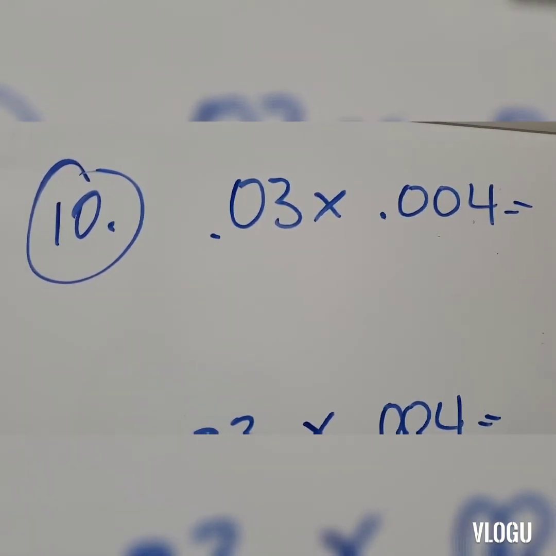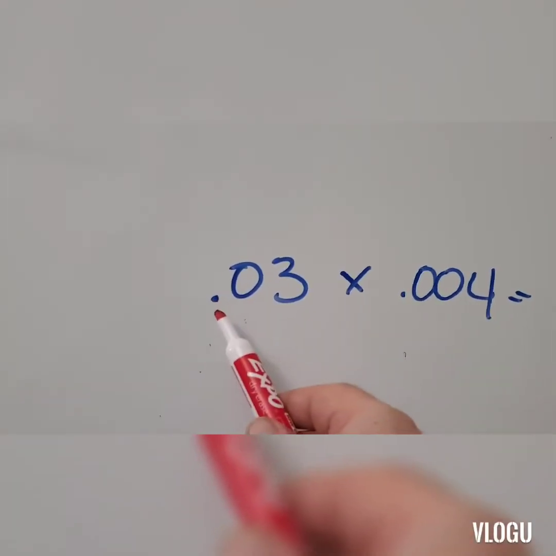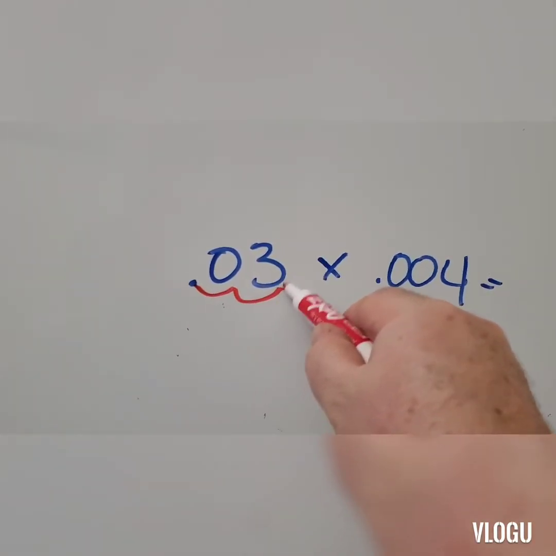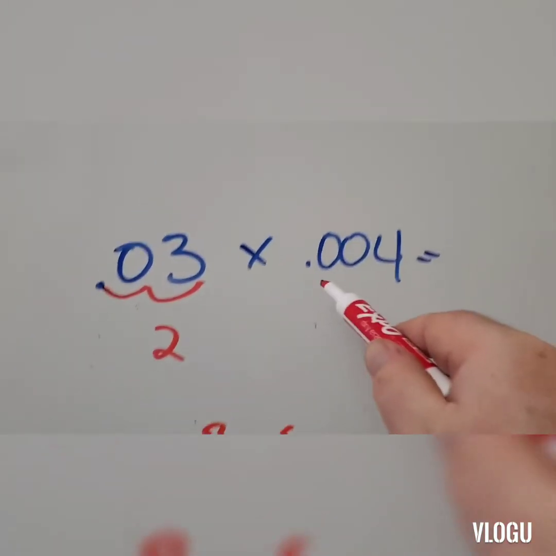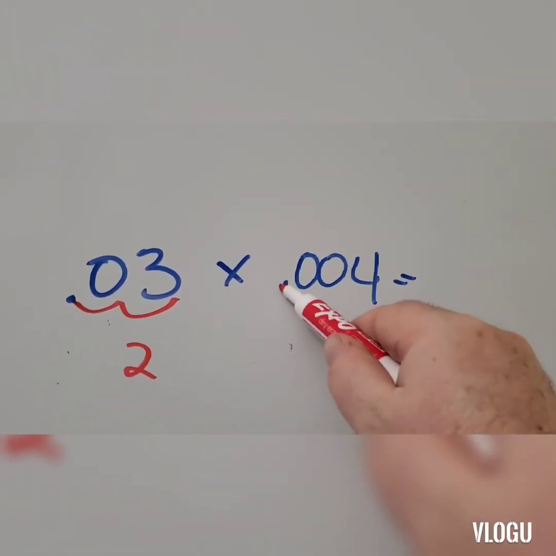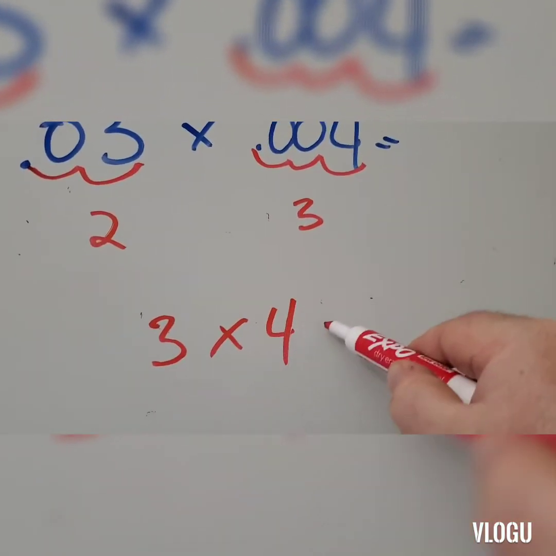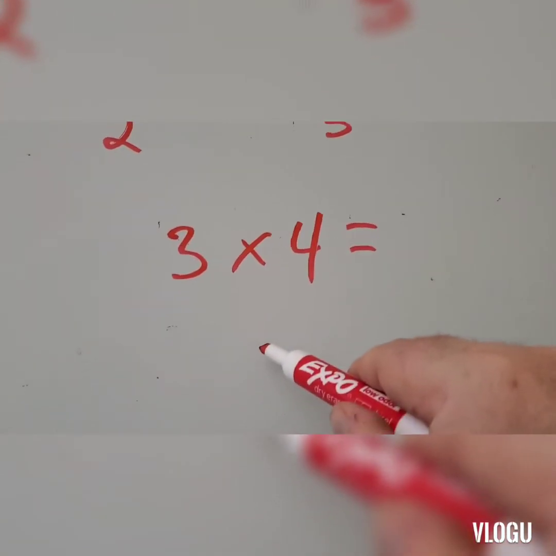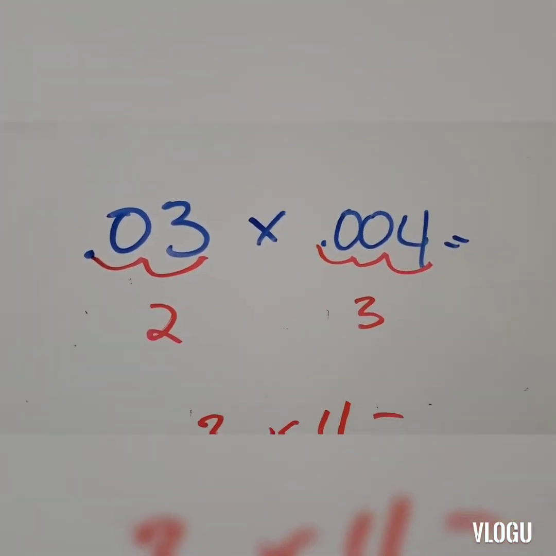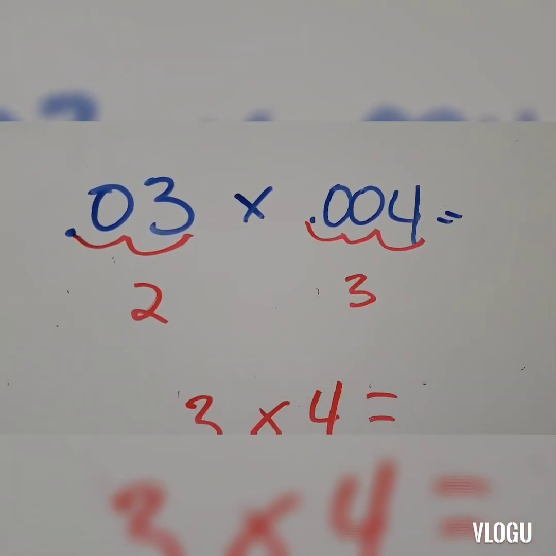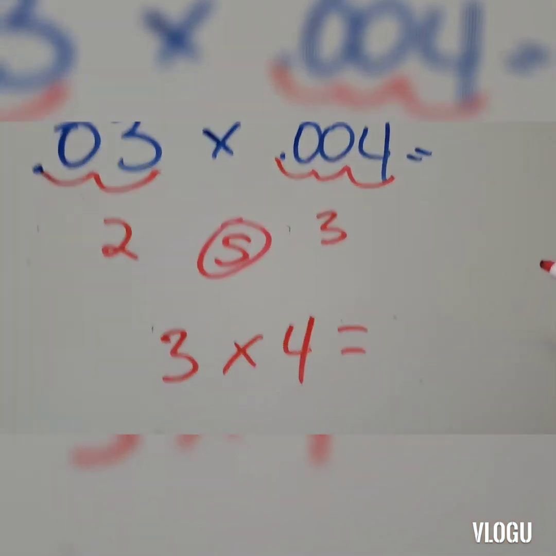Number 10. If I take a look at number 10, 1, 2. Move it 2 spaces, makes it a 3. 1, 2, 3. 3 spaces, makes that a 4. 3 times 4 is 12. But I have blooped or danced, did my decimal slide, 2 plus 3, 5 spaces to the right.